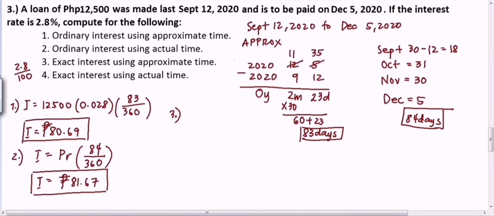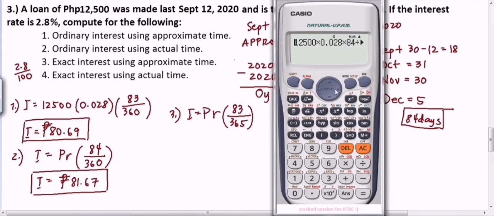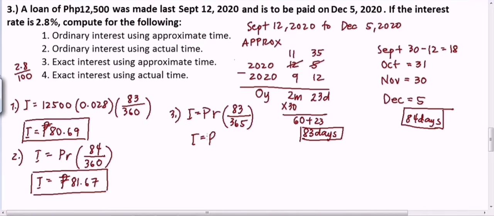Okay? Number 3. So, same pa rin. Yung P natin, siya pa rin. Si 12,500. Yung R natin is 0.028. Yung time natin na may iba. So, exact interest over 365. Using approximate, so numerator is 83. Okay? So, ito edit lang natin. Gawin nating 365. And then, itong 84 na to, actually, pwede nyo yung isagot sa number 4. Pero unahin natin itong number 3. Ayan. So, 83 over 365. So, ang sagot is 79.59.